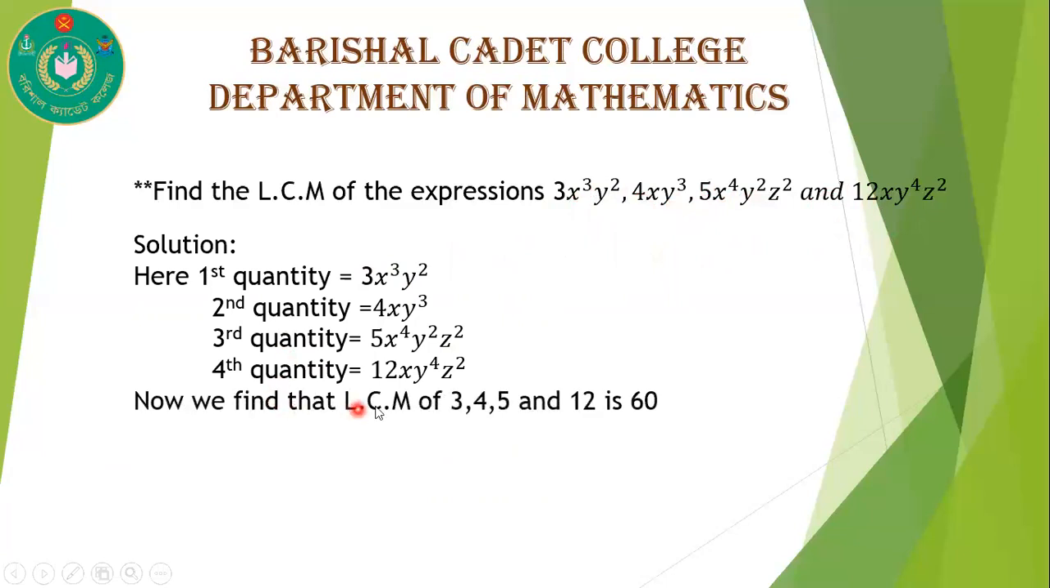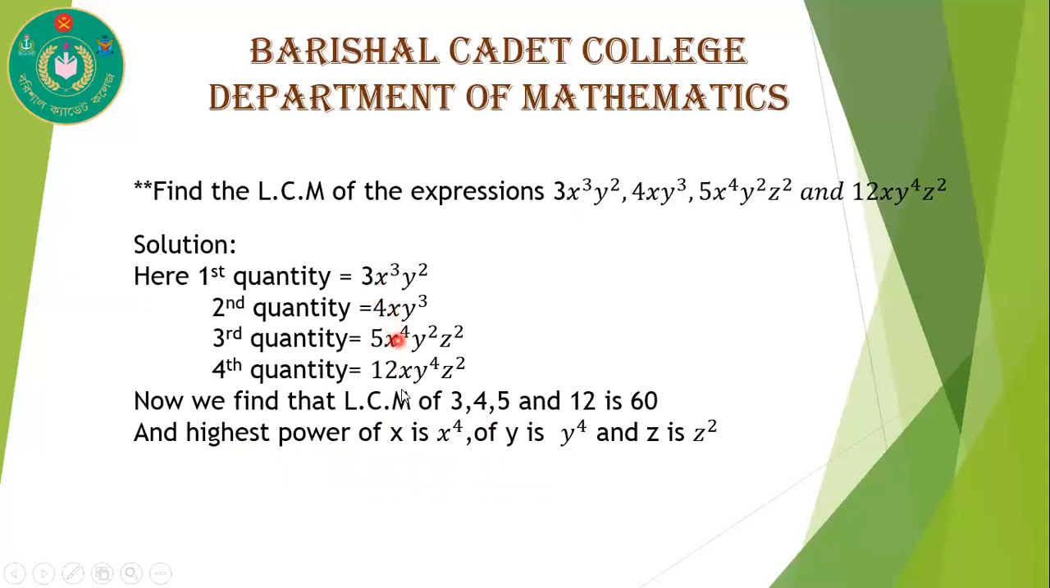Now we find the LCM of 3, 4, 5, and 12, which is 60. The highest power of x is x to the power 4, of y is y to the power 4, and of z is z square. That's why the required LCM is 60 x4 y4 z square.